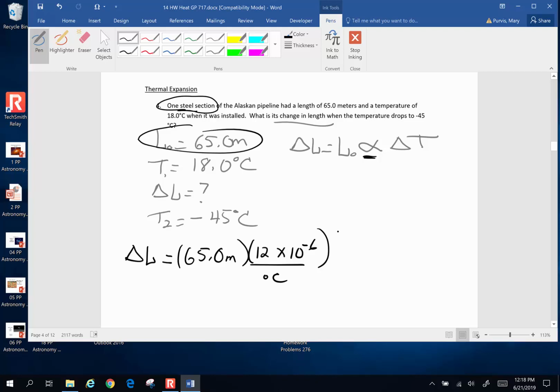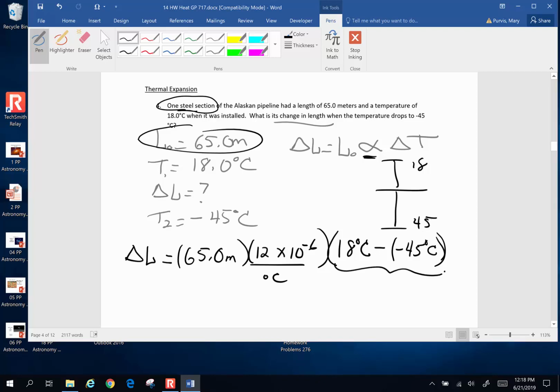The change in temperature is going to be 18 degrees Celsius minus a negative 45. We want to know the absolute difference between those two temperatures. And so it's going to be a big range from 18 above to 45 below. It's going to be that whole temperature change that we care about. So now we can put this in our calculator. First off, let's do this temperature change. Make sure we've got that straight in our heads. 18 minus a negative 45.